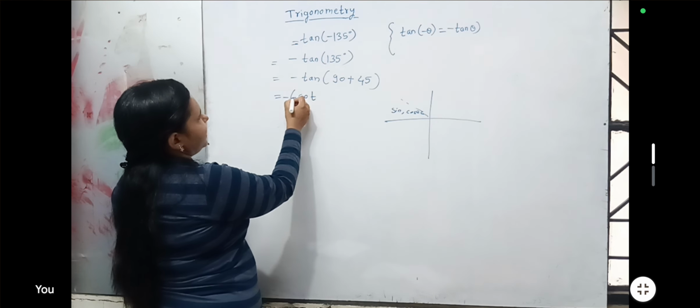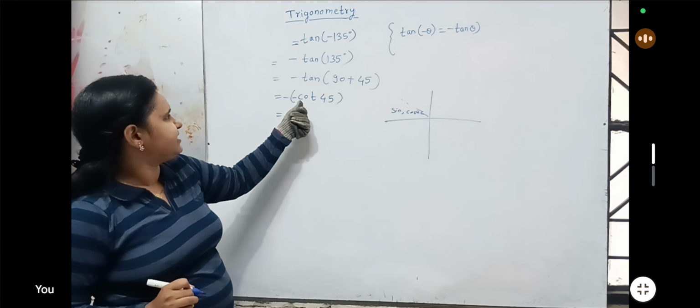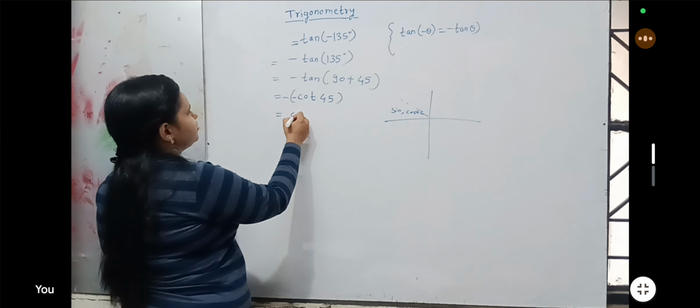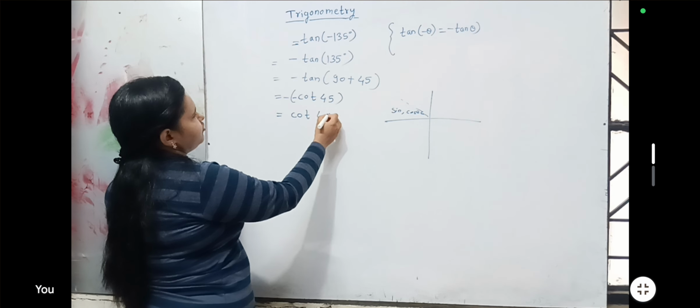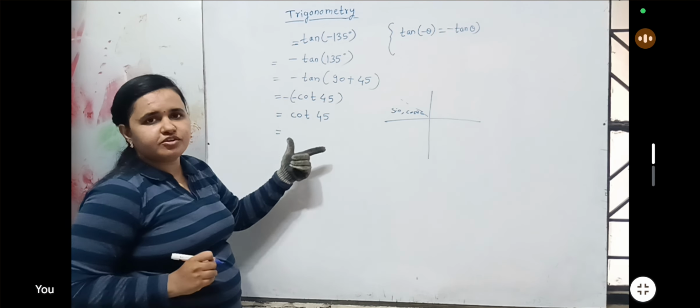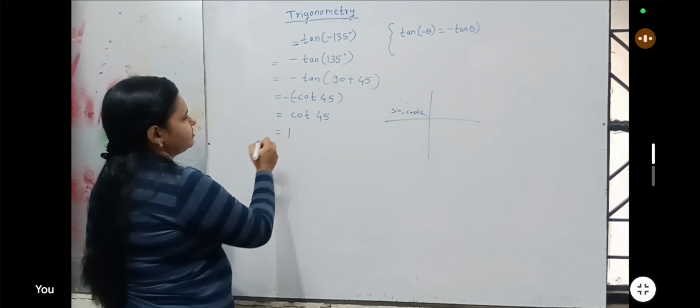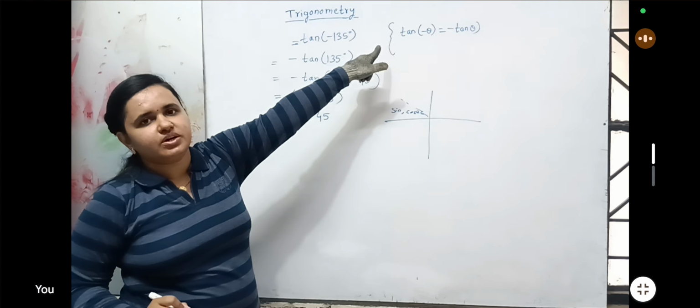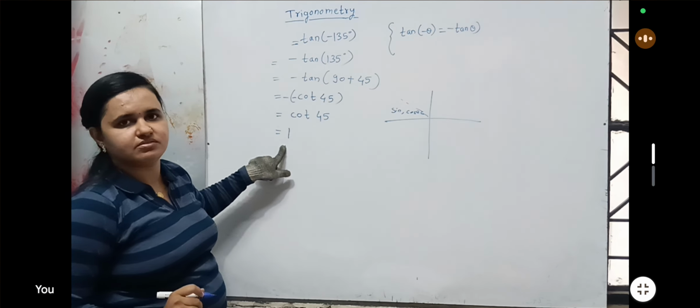And minus minus will get plus. So cot 45 degree is 1. So tan of minus 135 degree is 1. Okay.